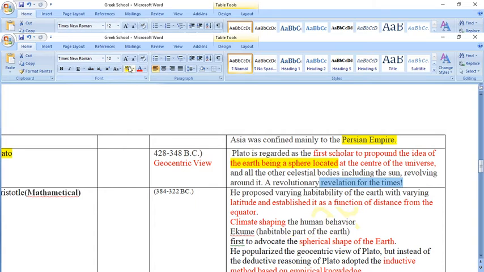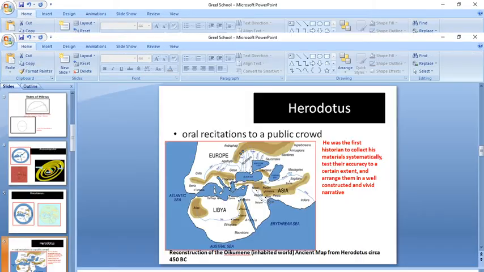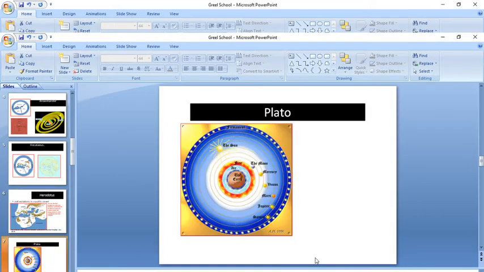Okay, the speed of the Earth, because he tried to calculate the motion of the sun. He tried to calculate the length of the orbit of the other planets, all these things. Okay, let's go through this slide. Okay, these are the views of Plato.